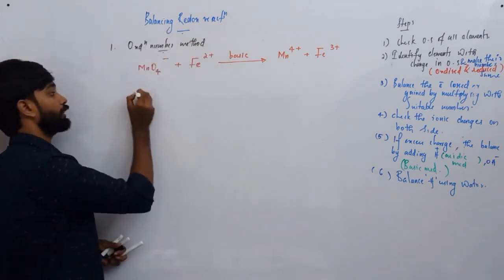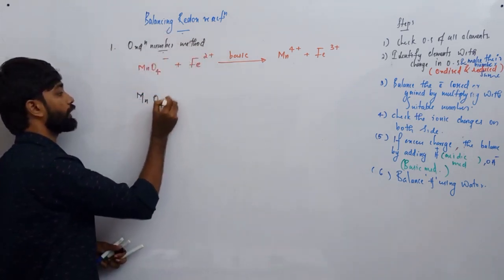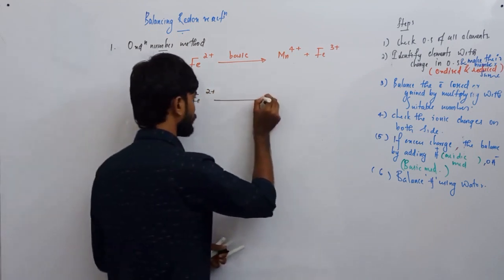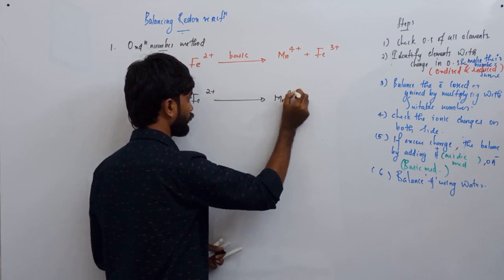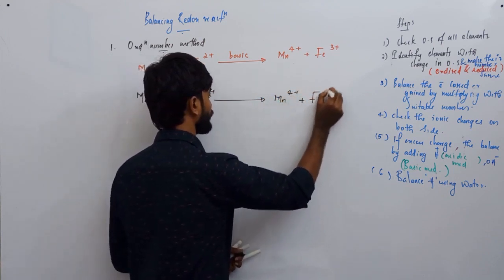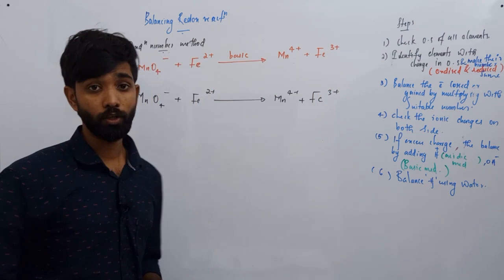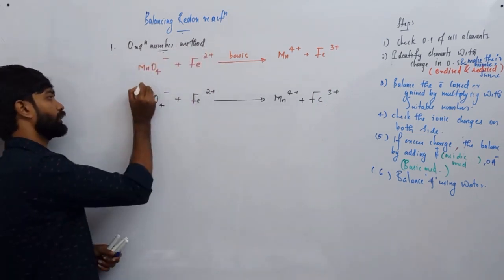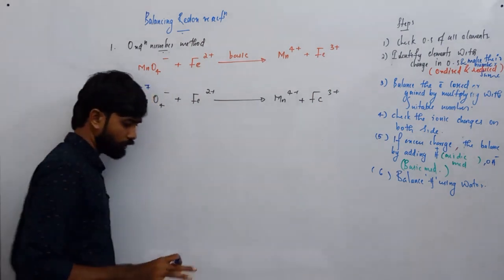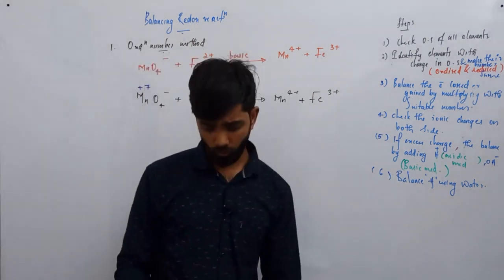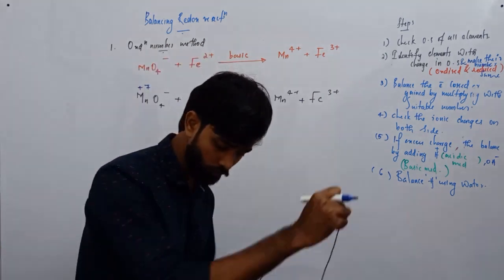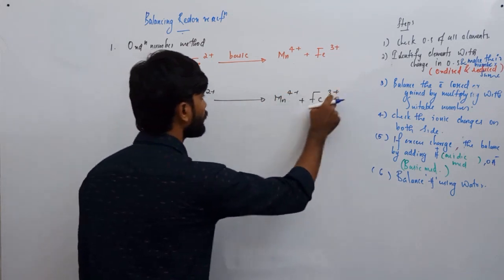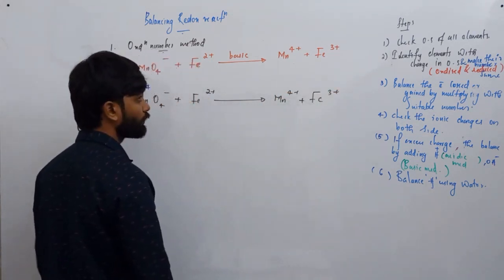So once again, I'm writing the reaction: MnO4 minus plus Fe2 plus gives Mn4 plus Fe3 plus. Fine. What about the first step? Find the oxidation state of all. So it is very easy. You simply have to find the oxidation state of manganese in permanganate. That you know, plus 7. The others are given in the question also: plus 2, plus 4, plus 4, plus 3. It is given in the question already, right?